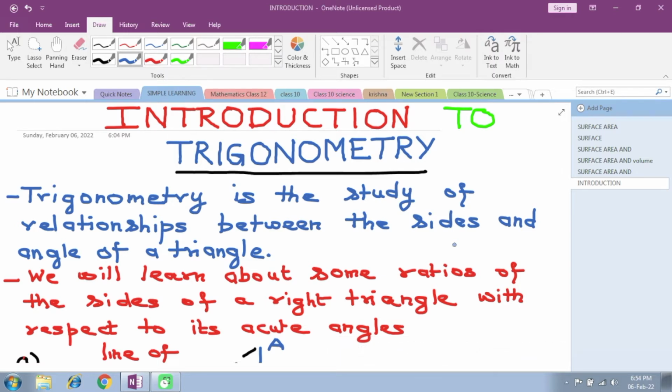Introduction to trigonometry. First of all, what exactly is trigonometry? As I have written, trigonometry is the study of relationship between the sides and angles of a triangle. In this, we are going to learn about the ratios of sides of a right triangle with respect to acute angles, and these are called trigonometric ratios. As these are ratios, they are unitless, so they don't have any unit.